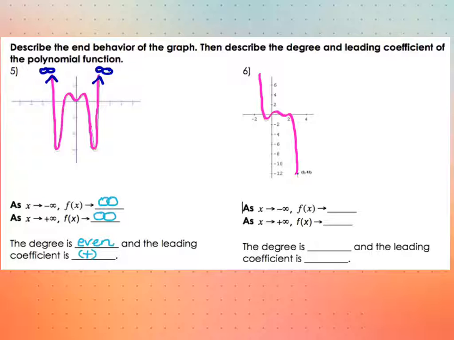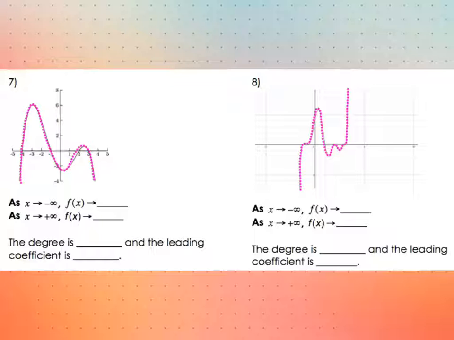And number 6, we have opposite end behavior. The left side's going up and the right side's going down. So again, as x goes to the left, the graph is going up. As x goes to the right, the graph is going down. So this makes it an odd degree function with the leading coefficient negative. All right, so the last two graphs were the same thing. So again, you might want to try these on your own and then turn the video back on.